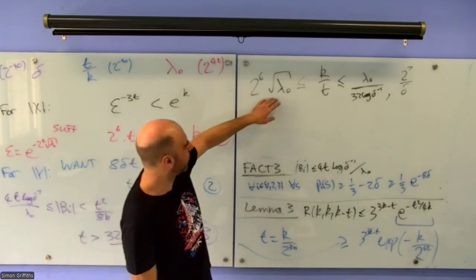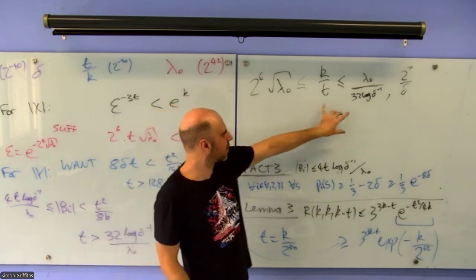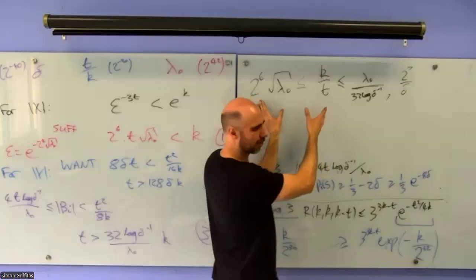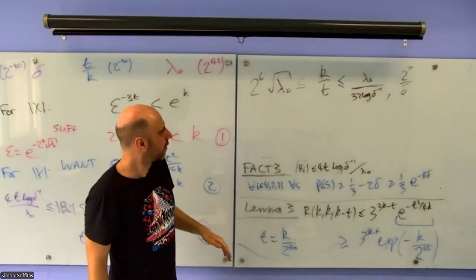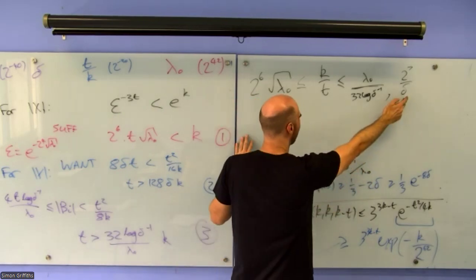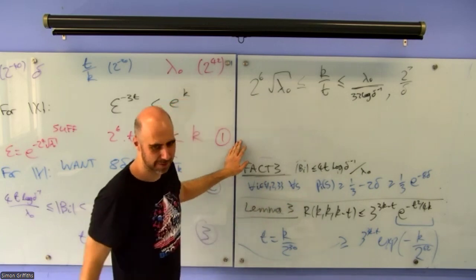But anyway, you can see from here, you can choose lambda 0 large, so that at least these two work together and say the interval looks possible. And then you basically just need to choose delta small enough that this is also bigger, right? To make sure you have some space.